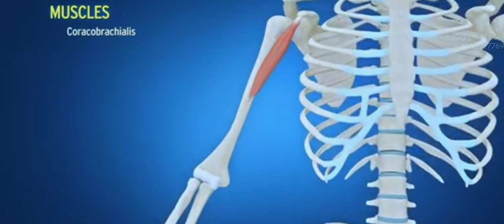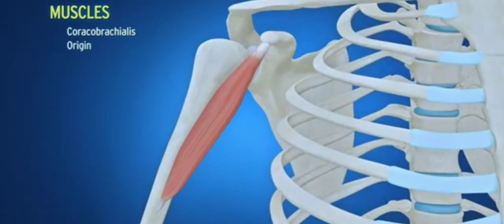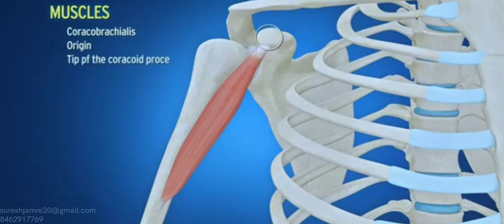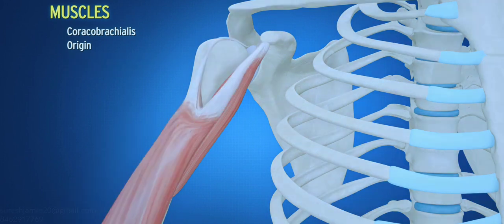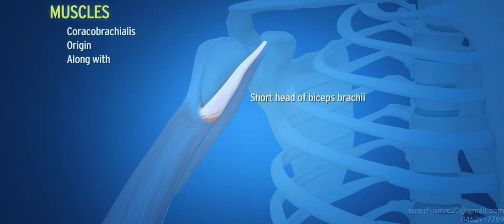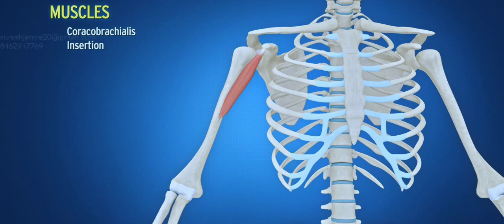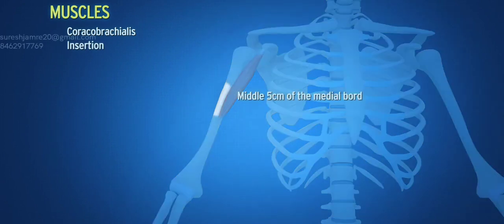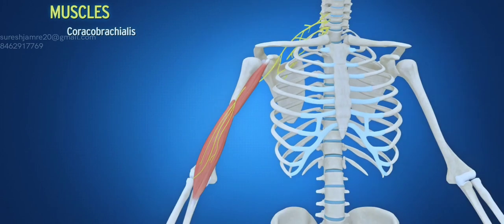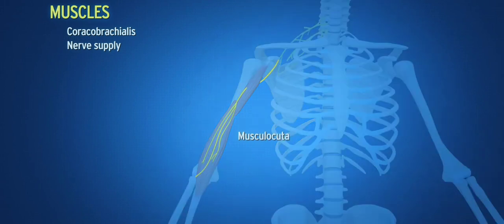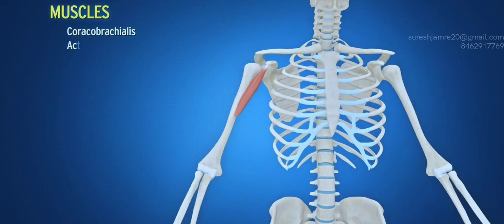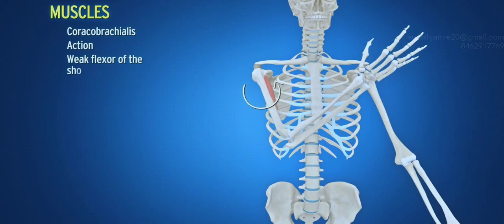Coracobrachialis. Origin. This muscle, coracobrachialis, arises from the tip of the coracoid process of the scapula. It shares common origin along with the short head of biceps brachii. Insertion. It inserts into the middle 5 cm of the medial border of the humerus. Nerve supply. Musculocutaneous nerve, which passes through the coracobrachialis muscle. Action. It is a weak flexor of the shoulder joint.